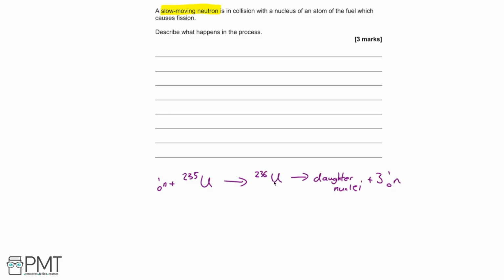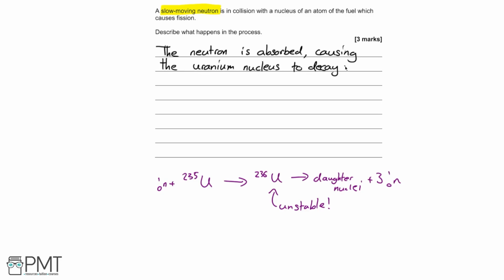The point being that this happens because this uranium-236 that's formed is unstable. So as a result, it will split into these daughter nuclei and these extra neutrons. So our answer then is that the neutron is absorbed by the uranium-235 nucleus. This causes the nucleus to split into daughter nuclei and several neutrons.